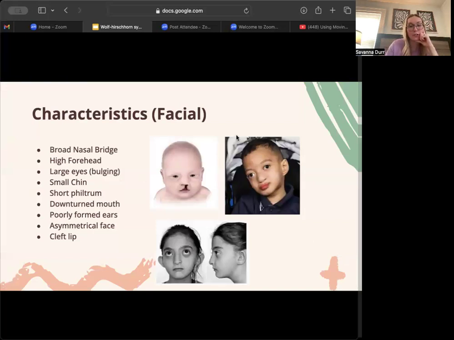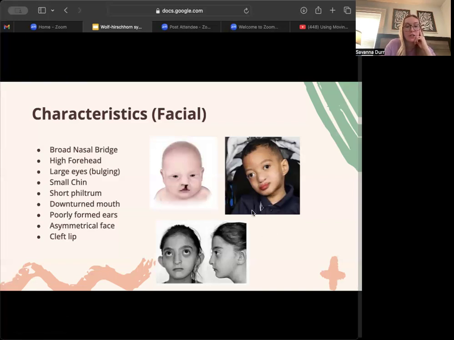In this first picture, we see a baby who has a cleft lip, which just means their lip is raised a little bit higher on one side than a person without the syndrome would have. In the second picture, this little boy has bulging eyes, which just means his eyes are popping out a little bit more than what we see on our faces. He also has a high forehead, and it looks like he has some asymmetrical face. It is hard to tell with the angle of this photo.